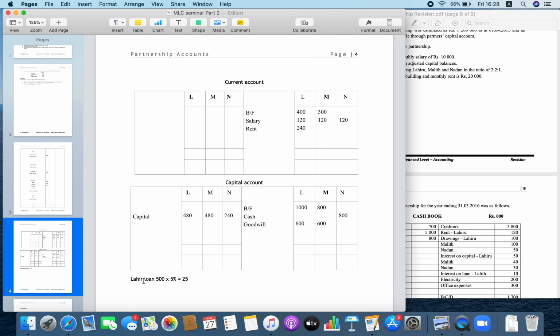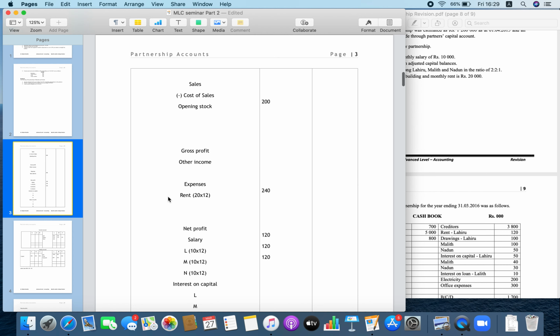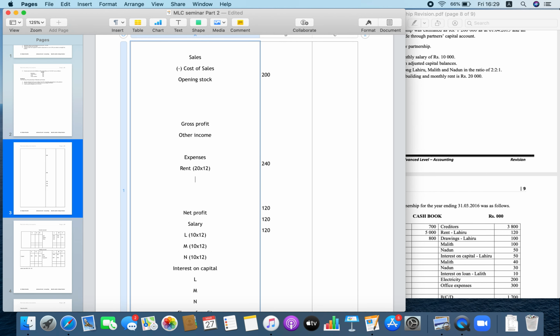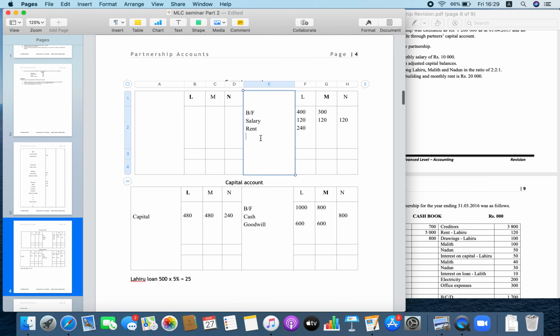Now guys, remember, Lahiru has given a loan. The business has to pay an interest of 25. So when the business pays interest, it will now be an expense. So you go and mark over here, expenses, interest for Lahiru, which is now going to be 25. But again, remember, for the business it's an expense, but for Lahiru it will now be an income. So any incomes you go and mark on the current account on the credit side. Loan interest, which will now be again for Lahiru 25.